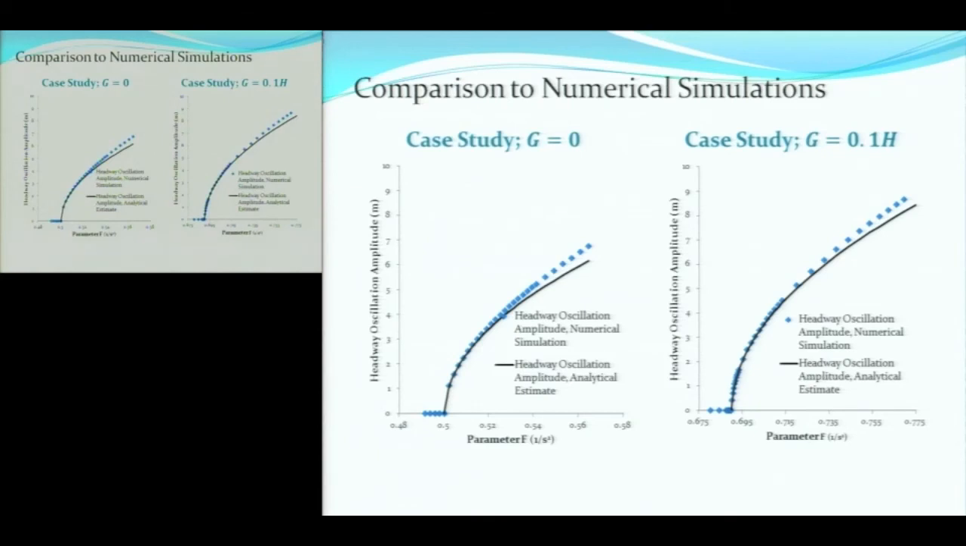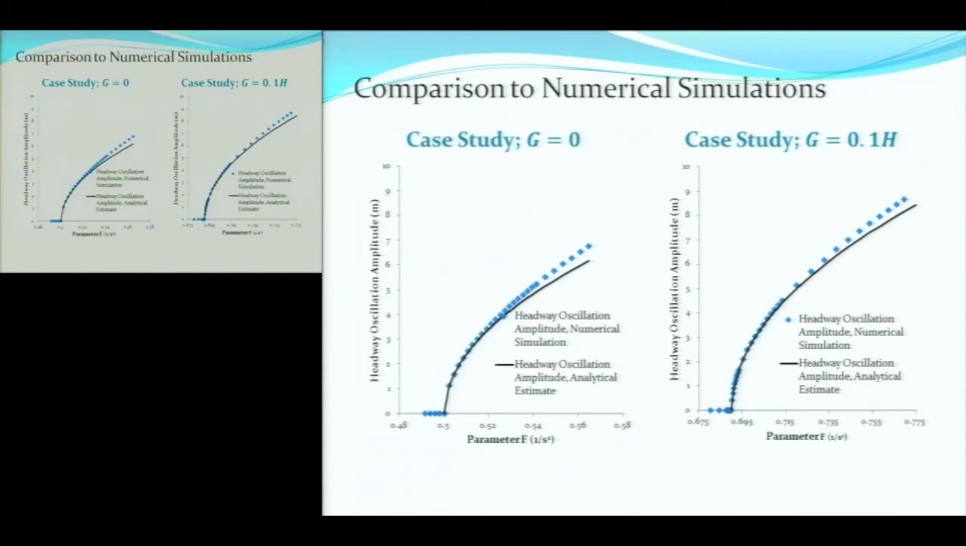And in both cases, actually, the analytical estimates shown by the black line and the numerical results converged quite well near the bifurcation point, so near the start of the oscillations. There is some divergence in the regions where the f is very high, as you can see for both cases, but again, the work is an estimate. It's a better estimate, but an estimate nonetheless.